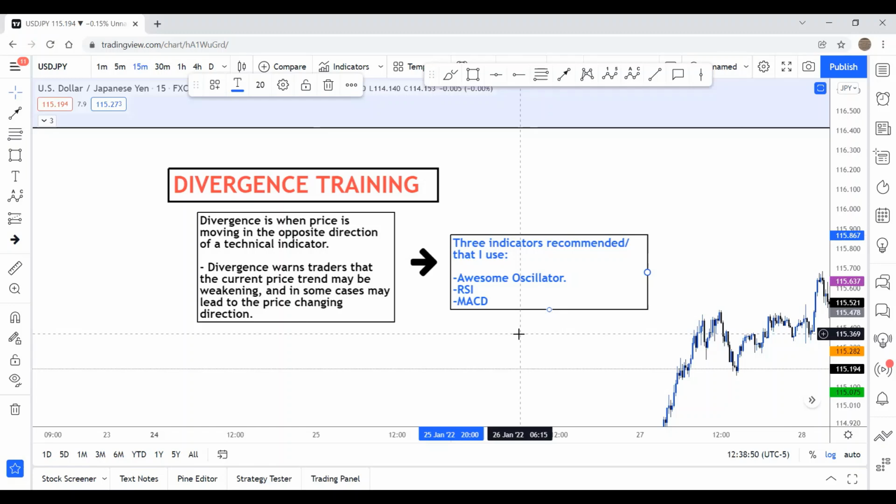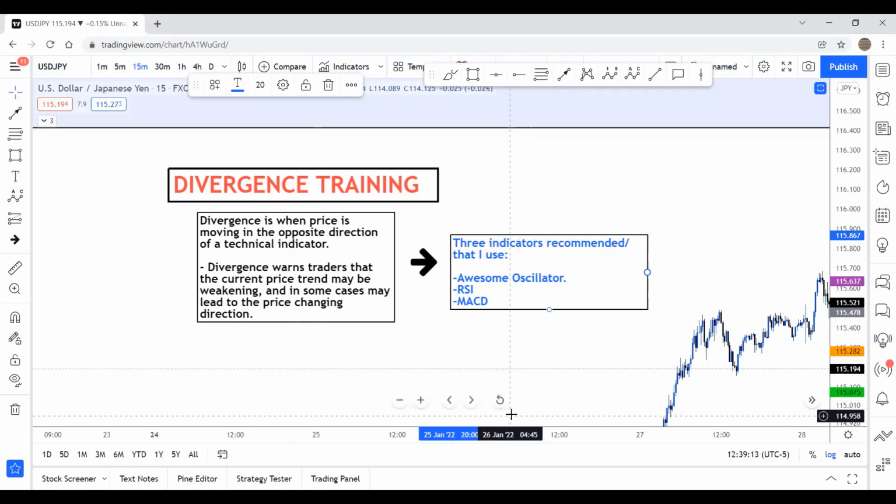The awesome oscillator and the MACD are kind of similar, right? But in this training, I'm just going to focus on the awesome oscillator and the RSI since we specifically just focus on divergence instead of the MACD, right? But it will be the same concept. The MACD, if you decide to use that indicator, it would be similar to the awesome oscillator, okay?